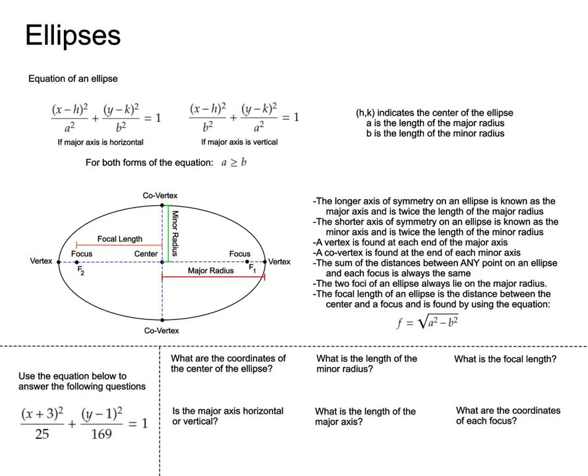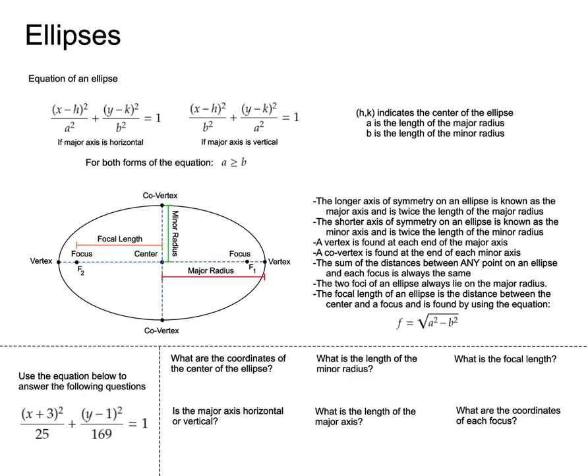You'll notice 2 points, F1 and F2. Those are known as the foci, which is the plural of focus, of an ellipse. Every ellipse has 2 foci, and what makes them unique is that the sum of the distances between any point on an ellipse and each focus is always the same. The 2 foci of an ellipse also always lie on the major axis.